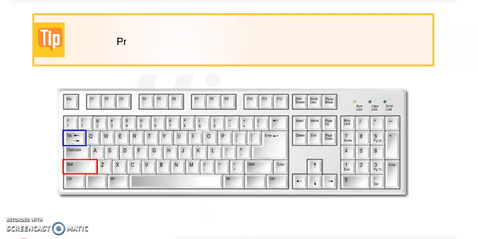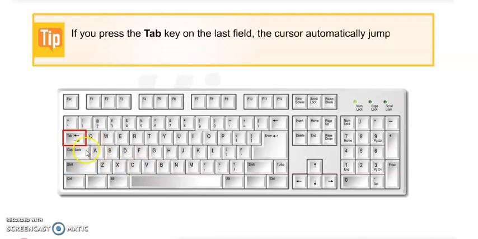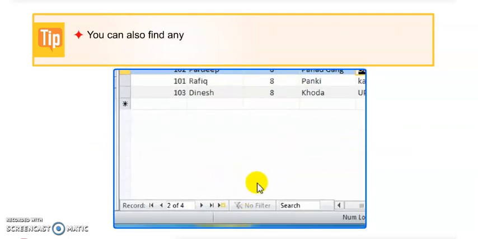Now there is one tip: shift plus tab to move to the previous field. If you press the tab key on the last field, the cursor automatically jumps to the next row. With the tab key we can navigate from one row to another.